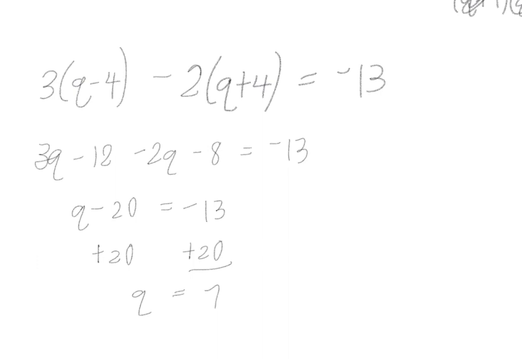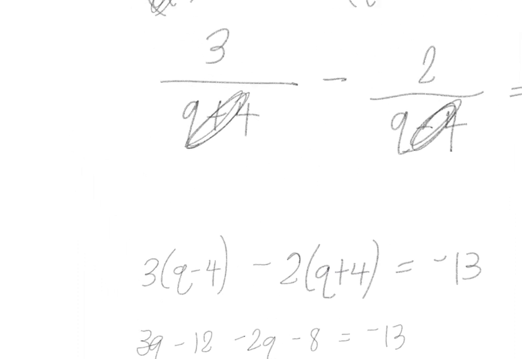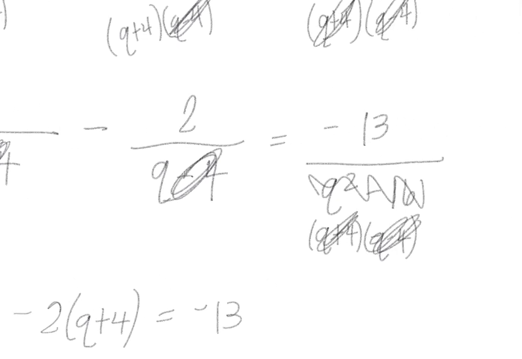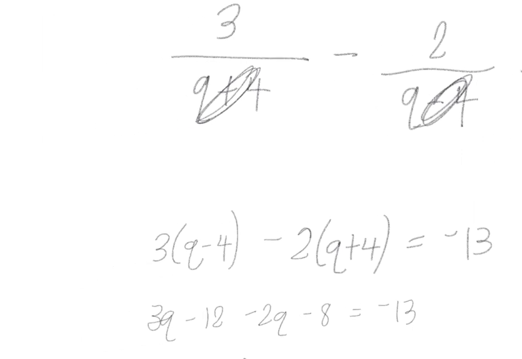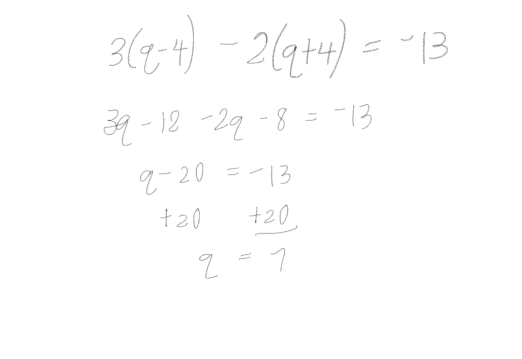The only thing you want to do at this point is make sure that the number you solved for doesn't make the denominator 0. And 7 plus 4 is not 0. 7 minus 4 is not 0. 7 plus 4 times 7 minus 4 is not 0. So the answer of 7 works just fine. Okay, so there we go.